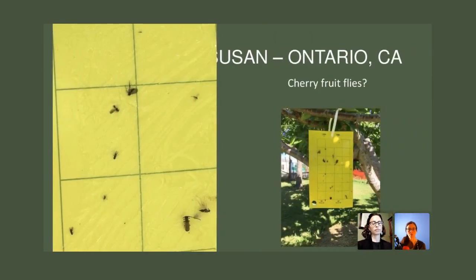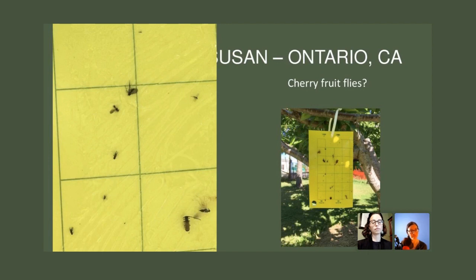So my cherry tree, I believe I have an issue with cherry fruit flies. So I put up this yellow sticky. I'm trying to see what we got. So when you look at this trap, what do you see? Do you think that these might be cherry fruit flies? Do you see something else?